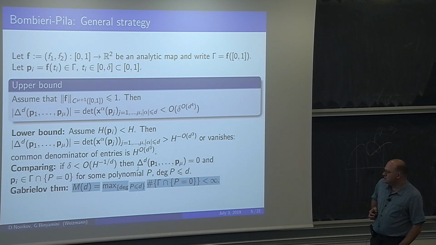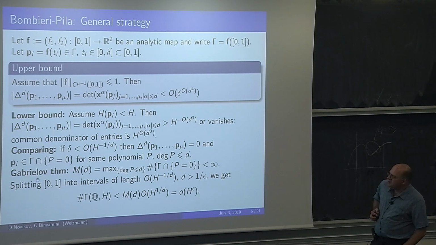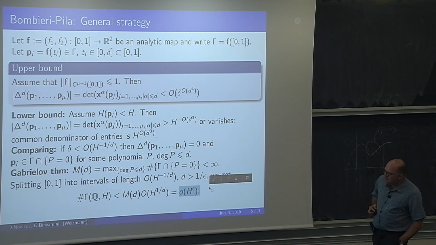So, taking everything together, if you split this interval into intervals of this length, then on each interval the points we are interested in lie in the intersection of our curve with a polynomial curve of degree d. And so the total number is the number of intervals, times M(d), Gabrielov's number, which is exactly this number if you take d bigger than 1 over epsilon.